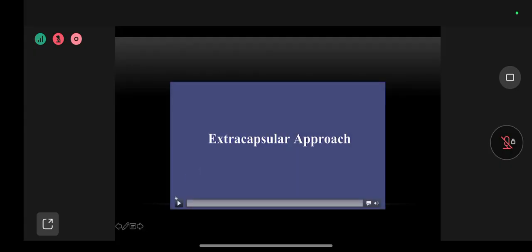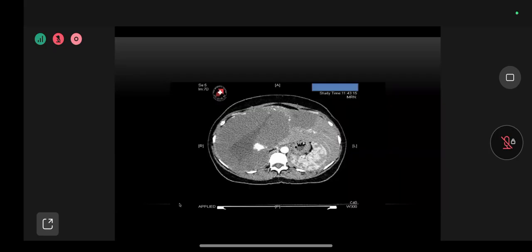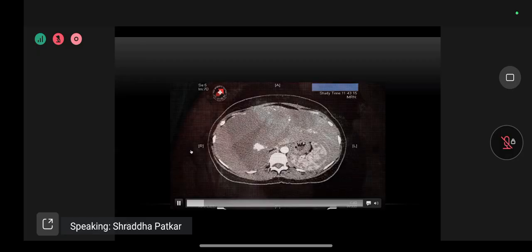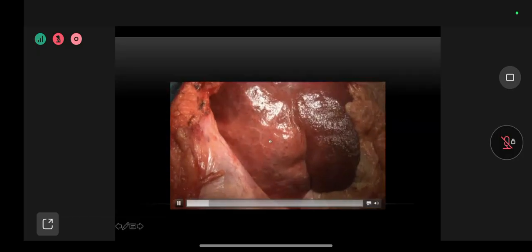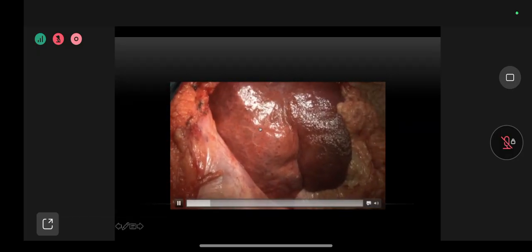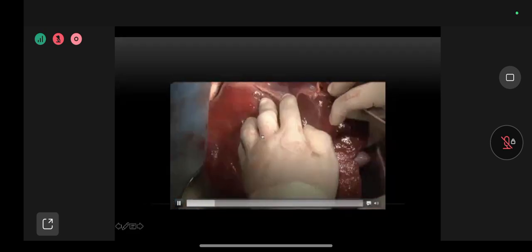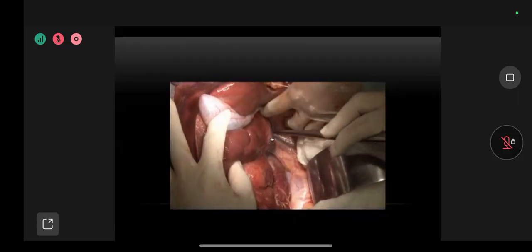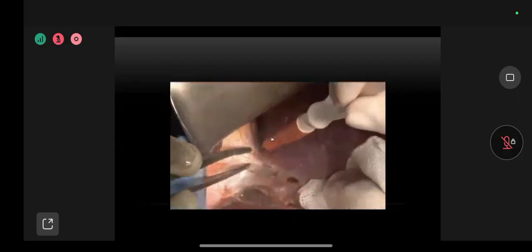This is something which is a good approach for large hemangiomas. You can see that almost the complete right lobe, a little bit of segment 4, is being involved. And what is our approach to hemangioma is there is a pseudocapsule which surrounds the lesion or the tumor.